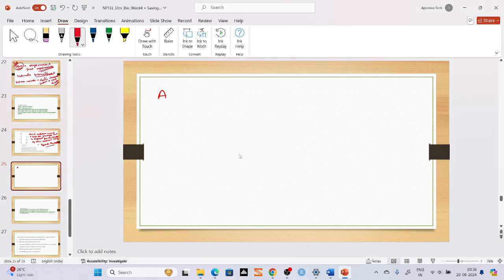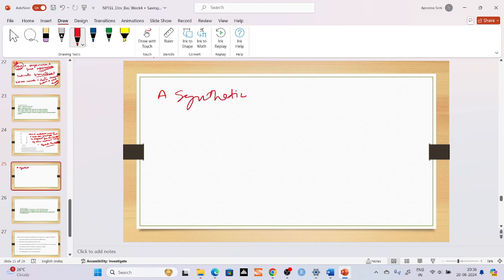I am telling you in context of this question. The screen is not visible? Oh, how come? Just a minute. Is it visible? Yes, madam. Okay, fine.